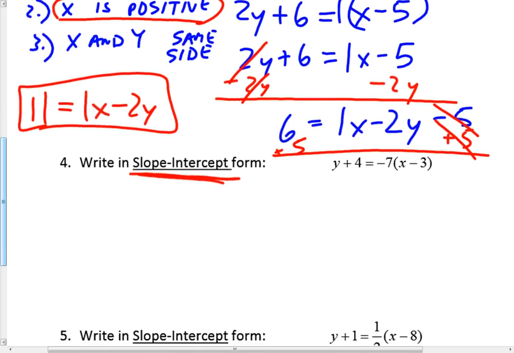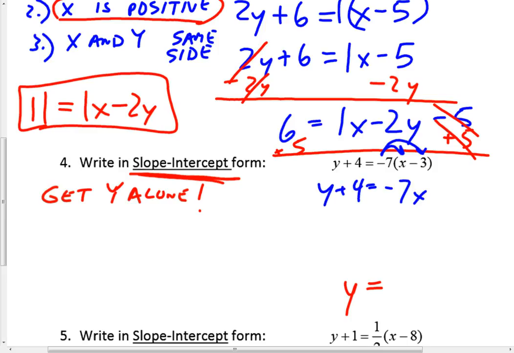All I'm thinking for this one is get y alone. By the time I'm done, I want that, and I want no parentheses in there. So get rid of the parentheses first. Take care of that. What is a negative times a negative? Check your work. Did you put a negative 21 in there? That's fixable. We can take care of that before the test.